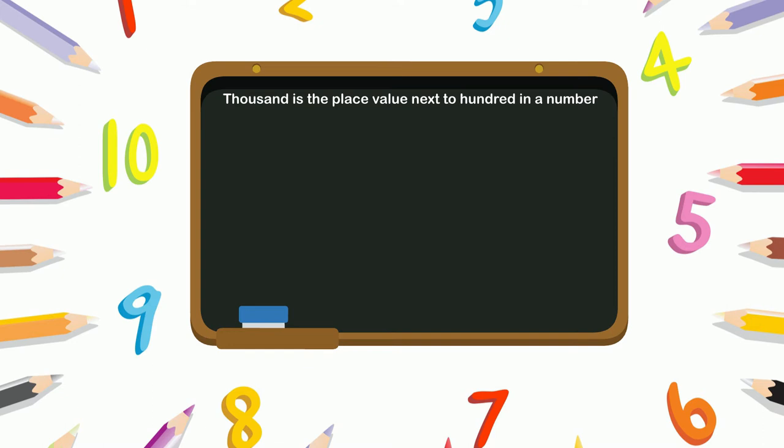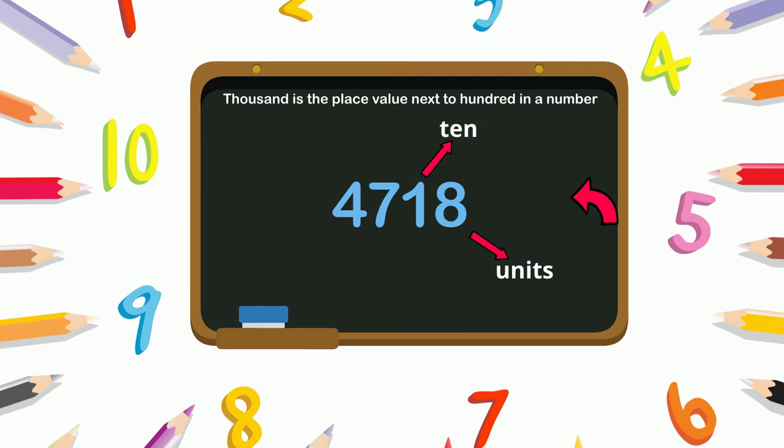So, let's take a number to understand its place. 4718. As you know, the place value starts from the left. The number has 8 units, 1 ten, 7 hundreds, and 4 thousands.